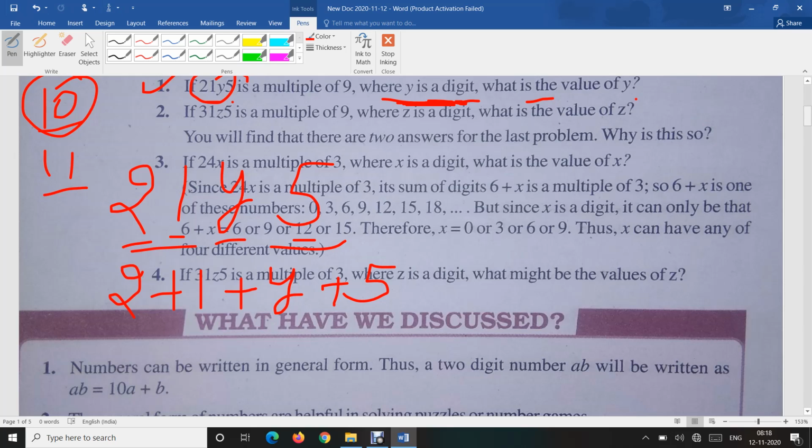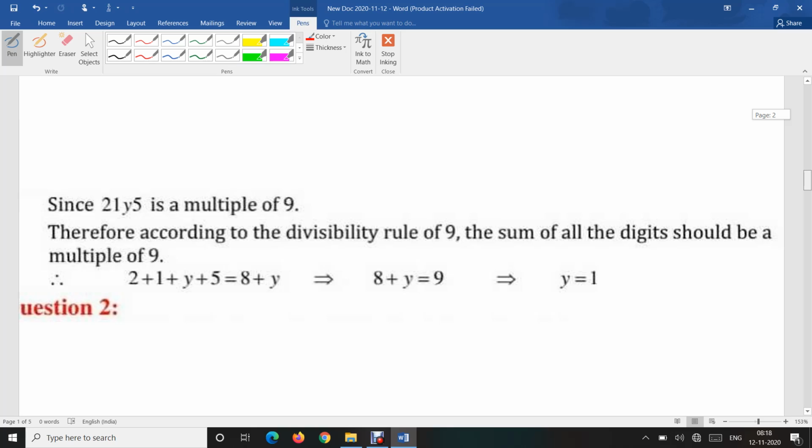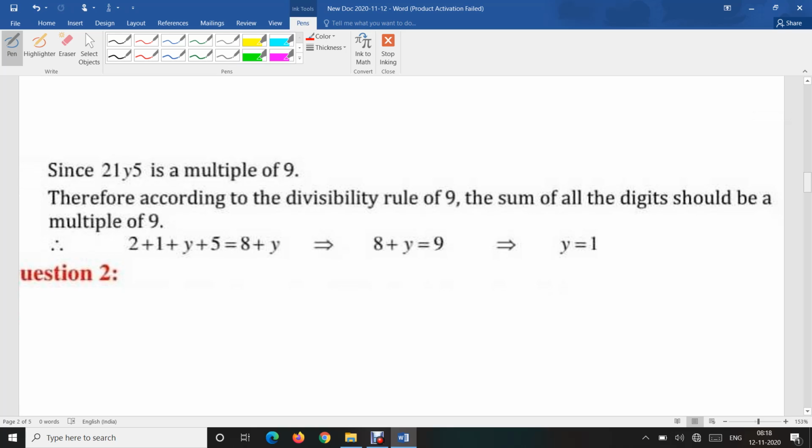So see the solution for this question. We use the hit and trial method. That means we will try values of y. Here 21y5 is a multiple of 9, so the sum of all the digits should be a multiple of 9. So we can put 2 plus 1 plus y plus 5. 2 plus 1 is 3, 3 plus 5 is 8, so we have 8 plus y. Now 8 plus y should be divisible by 9, and y can be anything from 0 to 9.